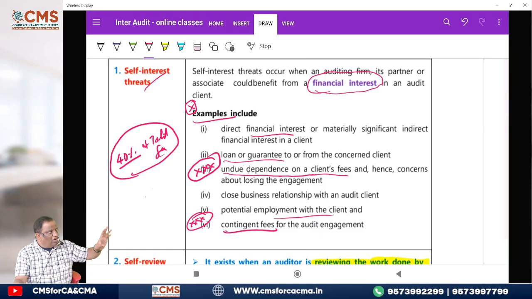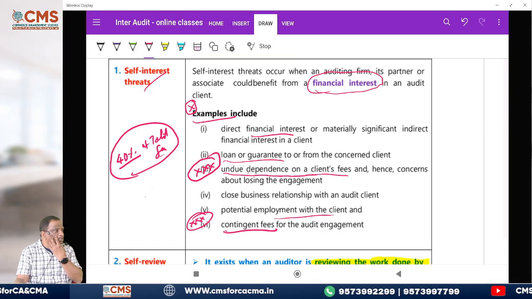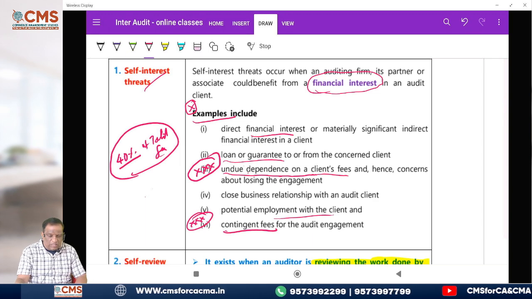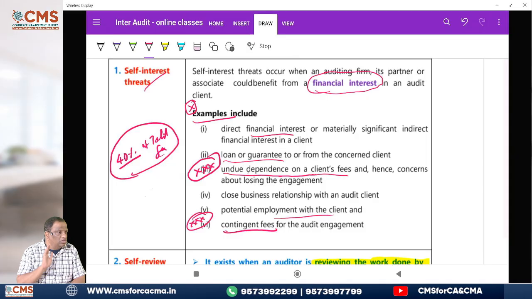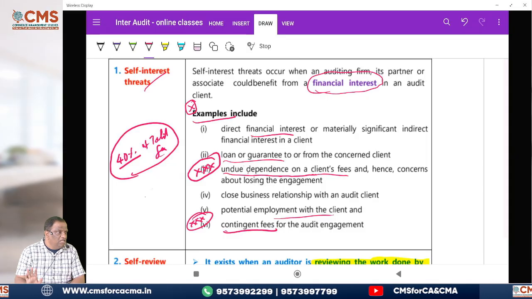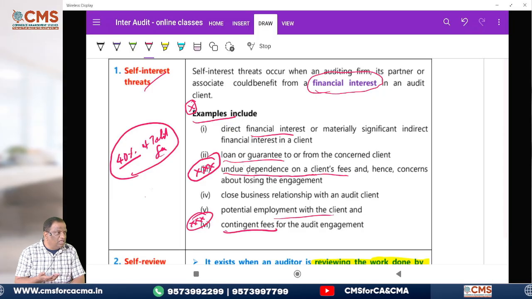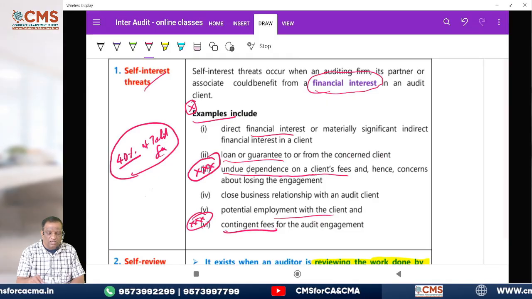So then, in order to retain that client, I may compromise and I may start listening to that client. That's why there shouldn't be any undue dependence on the client's audit fees. So indirectly, the rule is that no more than 40% of my total fees should come from a single client. If it is, I am depending too much on a single client, whereby I cannot afford to be straightforward and afford to miss the client. That is what it is.